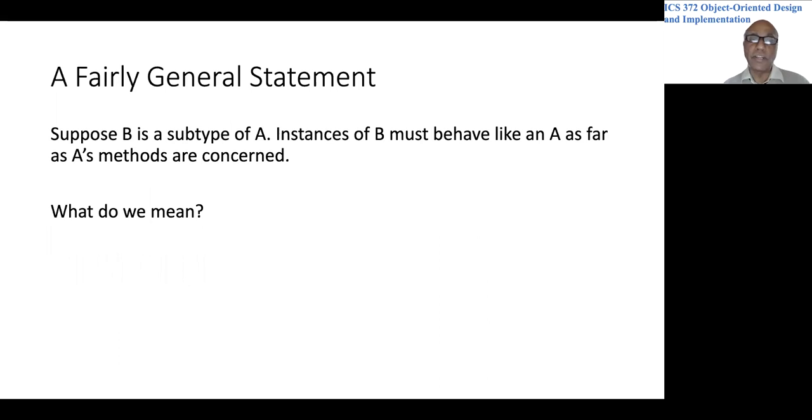So we have a general idea about those kinds of situations. Suppose B is a subtype of A, specifically with respect to subclassing. Suppose B is a class that extends A. We could say in a very general way that instances of B, that is, if you create an object of type B, it should behave like an object of type A as far as A's methods are concerned. That is, a user of A should not be seeing anything fundamentally different about B. What do we mean by this?